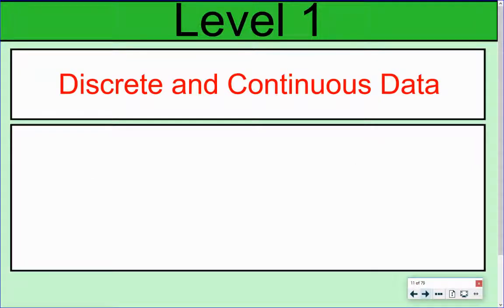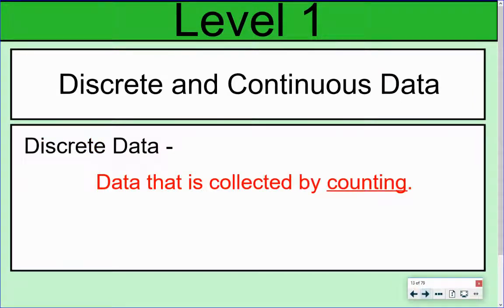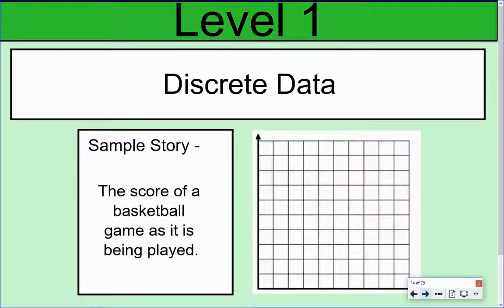Okay, next definition, discrete and continuous data. We also discussed this in 8th grade, just a little bit, but not a lot. Discrete data is data that you collect by counting. So it looks like dots on a graph. I'm going to count how many people are in my classroom. I'm going to count how many pairs of shoes I own. Things that you count.